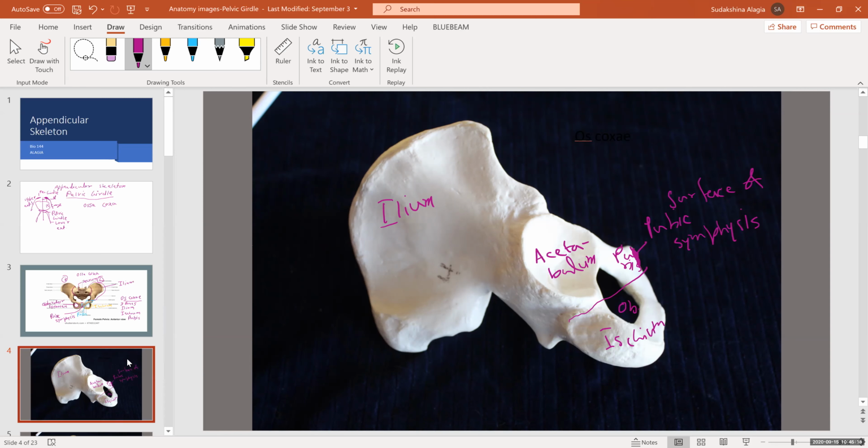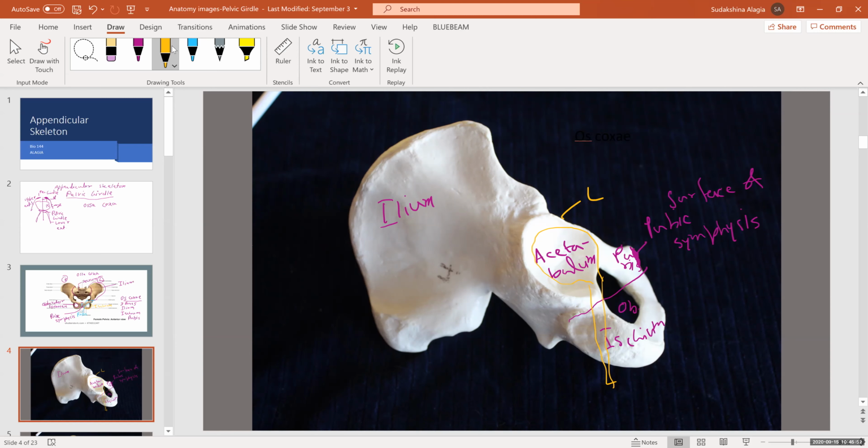Acetabulum. Just like the glenoid cavity or glenoid fossa is for articulation of the humerus on the scapula, the acetabulum is for articulation with the femur. So the head of the femur, which is pretty large, articulates here. So that makes this the lateral end.